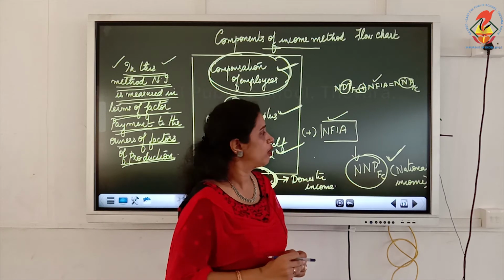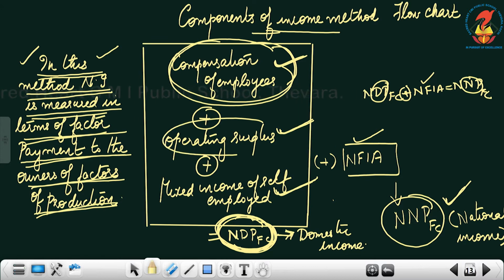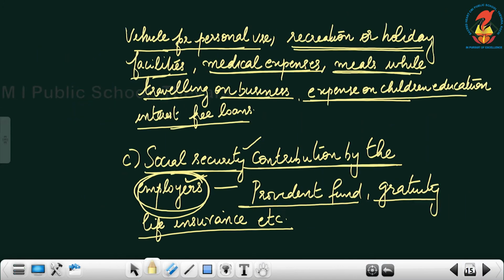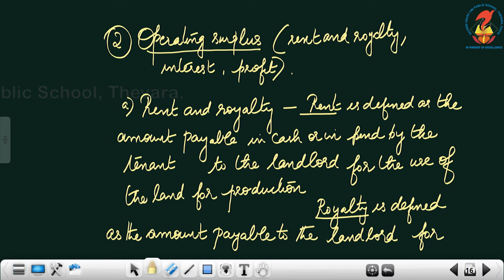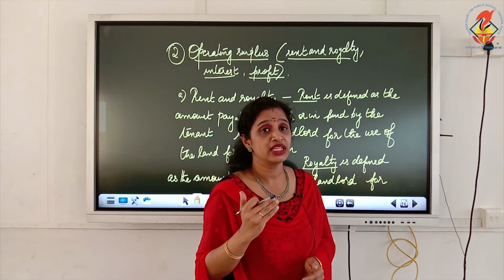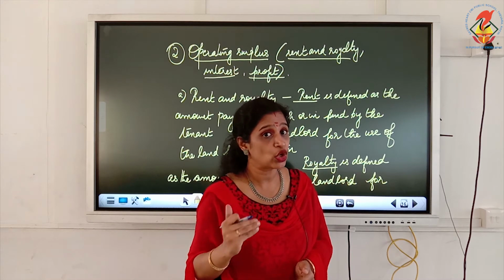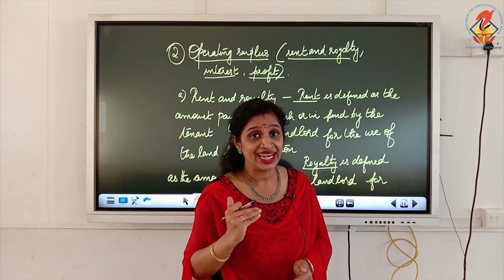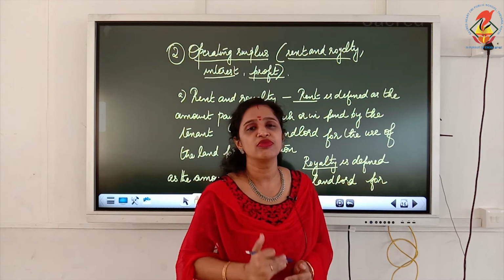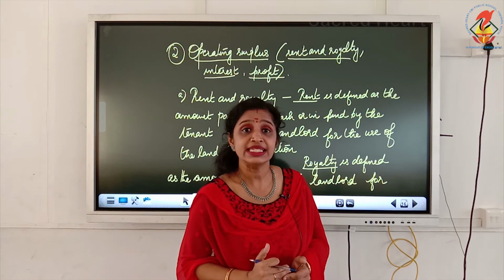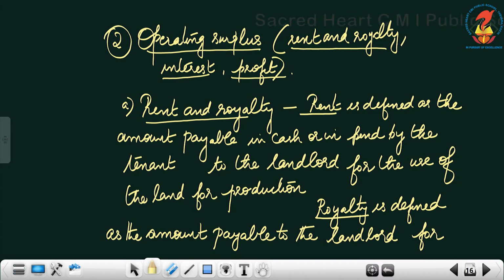Now the next component is operating surplus. What all comes under operating surplus? Operating surplus consists of rent and royalty, interest and profit. It is a very wide component. Operating surplus consists of rent and royalty, next one interest, and the third one profit. What is rent and royalty? It can be used together.